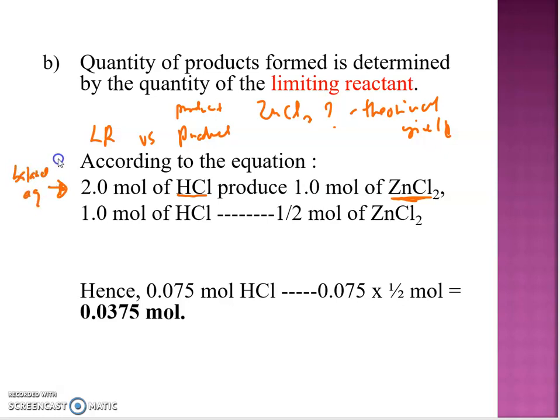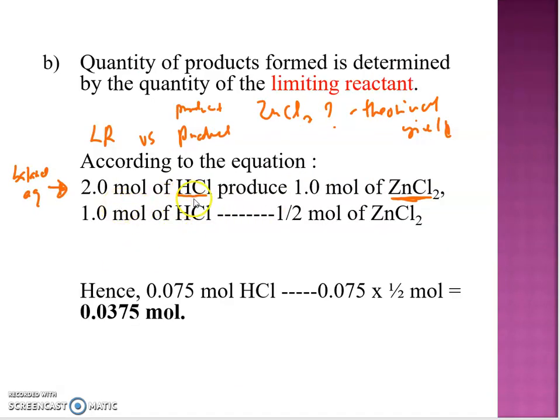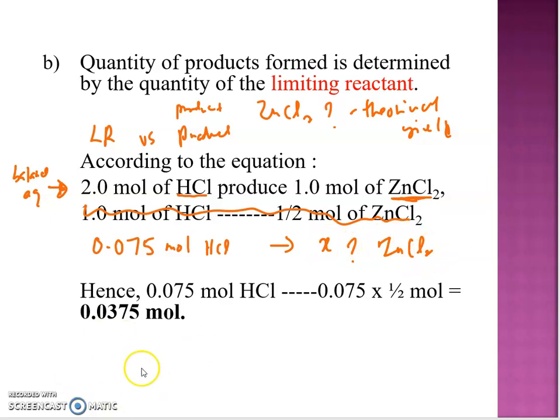Kalau tak ingat, you boleh tengok pada slide sebelum ni. So, 2 HCl bertindak balas menghasilkan 1 mol zinc chloride. Okay. So, 2 mol HCl produce 1 mol zinc chloride. Therefore, in this case, the number of mole in this particular experiment is 0.075 mol HCl. Jadi, how many mol zinc chloride produce? So, ini you buat macam simple ratio kita belajar kat sekolah.